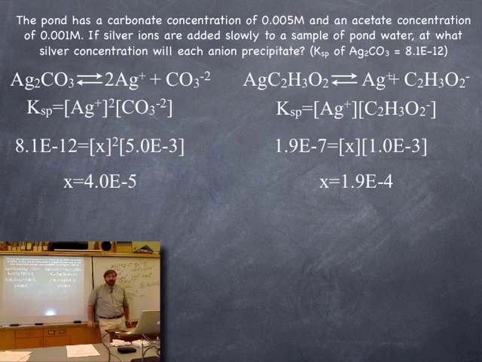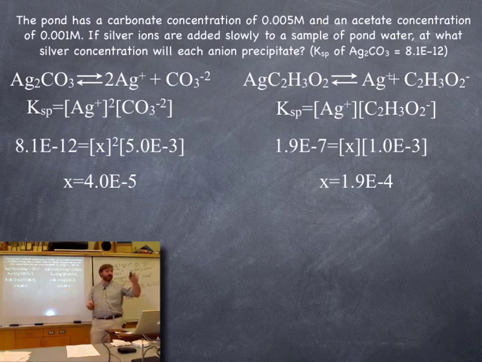So even though they're happening at the same time, we don't need to worry about the fact that some of the silver is going to making that one? Right. Once we get to 1.9 times 10 to the negative 4th, this stuff will start to form. But it will take longer to get there because a bunch of the silver ions are being removed by this equilibrium. So how much do we have to add is a different question than what concentration do we need to get to. Those are different questions.